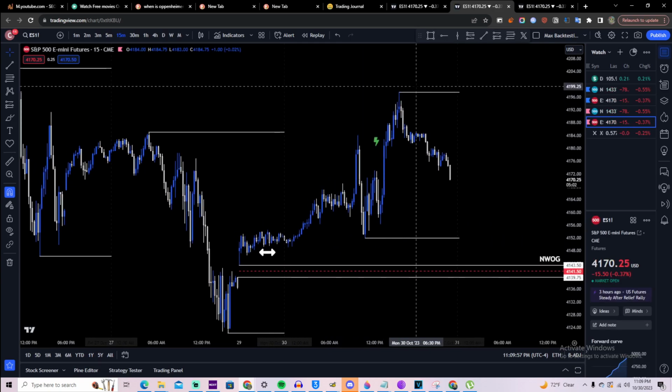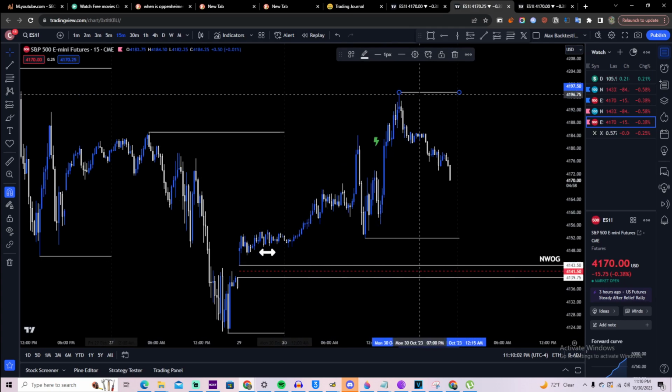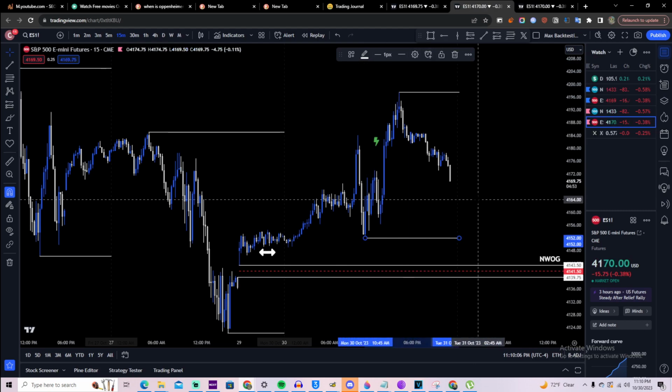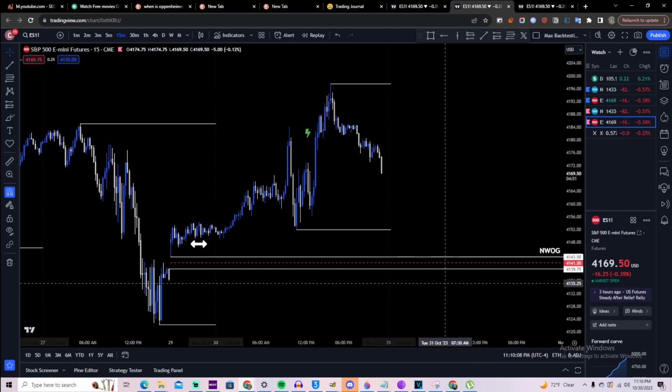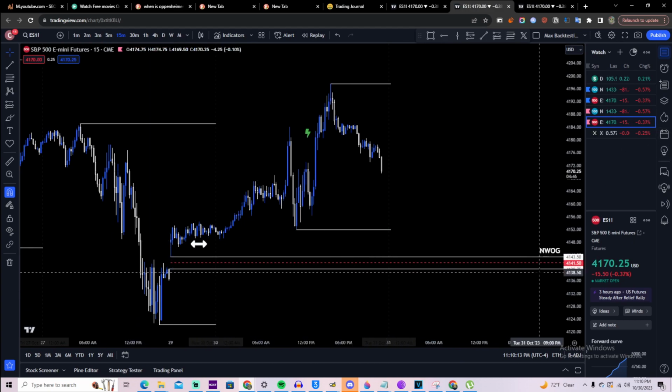So here we are. I noted the highs and lows for the day, so those are in my journal. High being 4197.50 and this impulse low of 4152. Here we go on the 15-minute. This new week opening gap is a lot more refined and it's pretty big. Same thing for this though.